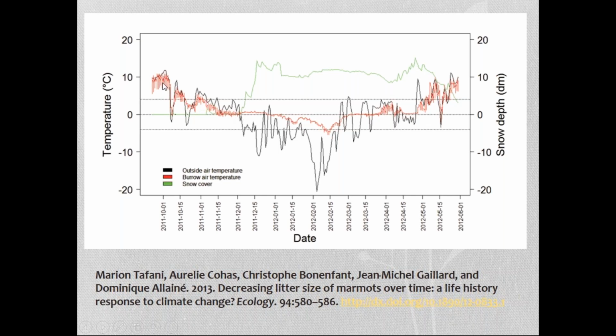And it's higher in the summer months and cooler in the winter months, and then it goes back up. But it's fairly constant compared to the outside temperature. The green line is the amount of snow cover. So a lot of snow cover in the winter. And then the black line is the outside temperature, which gets really cold, and this is temperature in Celsius. So while it gets really cold outside, the burrow stays fairly regular, relatively constant.